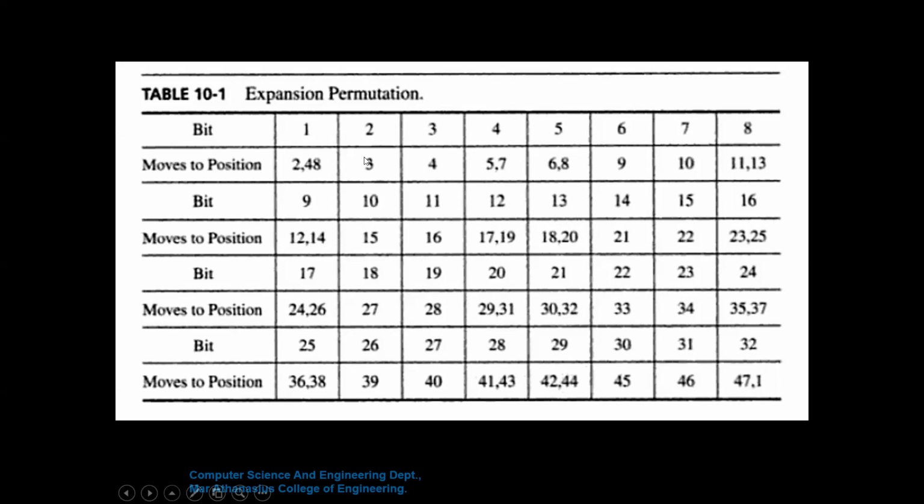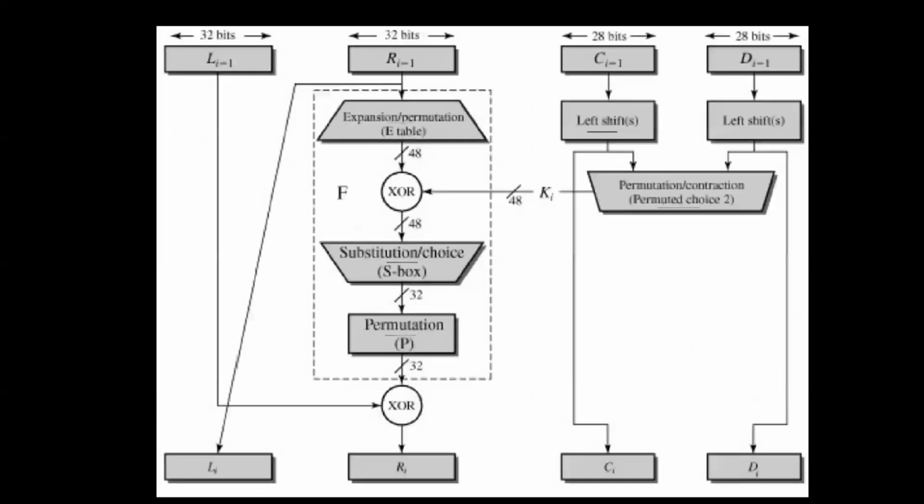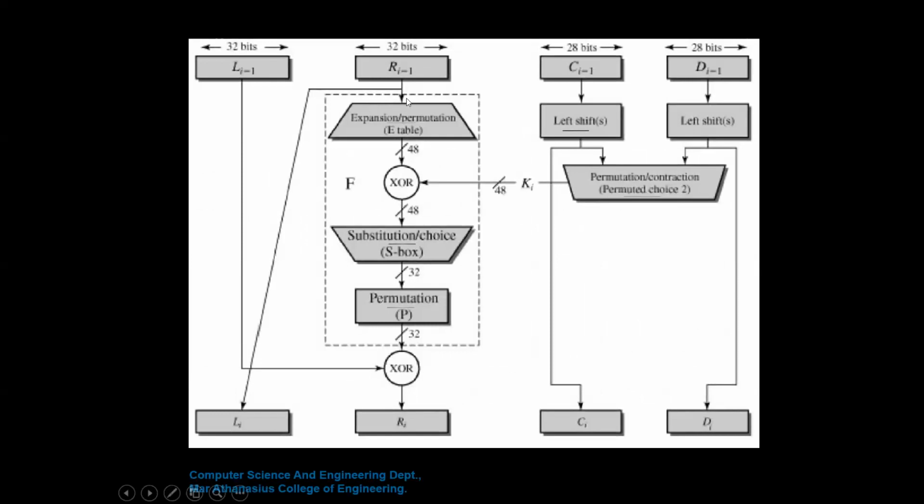Bit at position 2 goes to 3, 3 goes to 4, whereas 5 goes to 6 and 8. So a copy is taken and goes to 2 new positions. 8 goes to 11, 13. So certain bits will go to 2 new positions, certain others will go to some new positions. So this is expansion permutation. After expansion permutation, the 32-bit input is permuted and expanded to a 48-bit block.